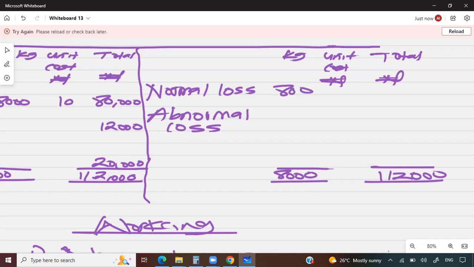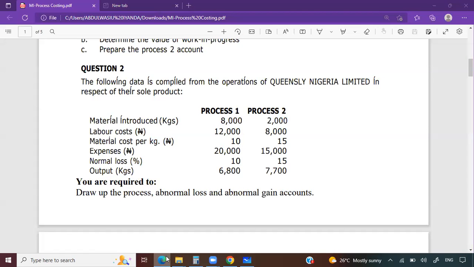This is 800. This is 400. Then you say transfer to process 2. That's 6,800.